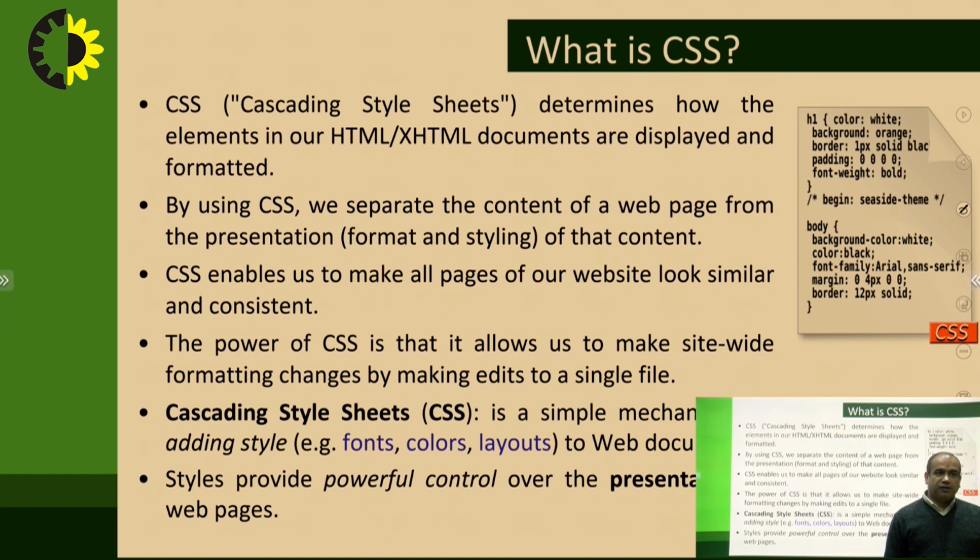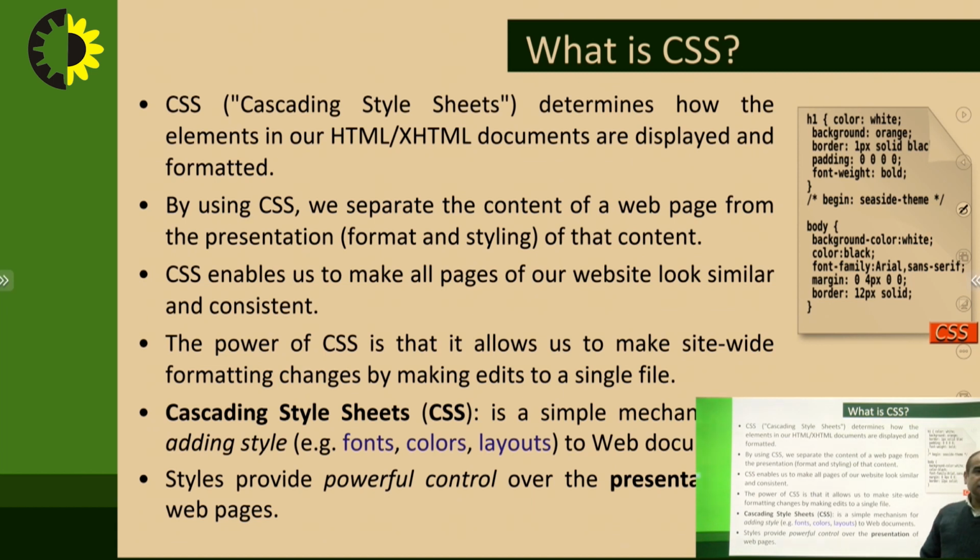The power of CSS is that it allows us to make site-wide formatting changes by making edits to a single file. We will see this in a later section. Cascading Style Sheet is a simple mechanism for adding style, such as fonts, colors, and layout, to the web document. Also, style provides powerful control over the presentation of web pages. So that is a snapshot of how CSS looks.